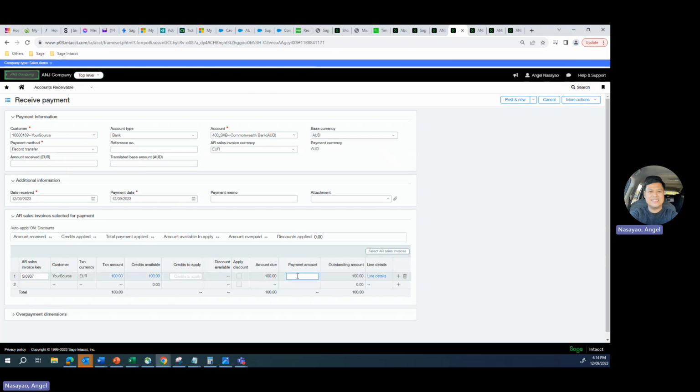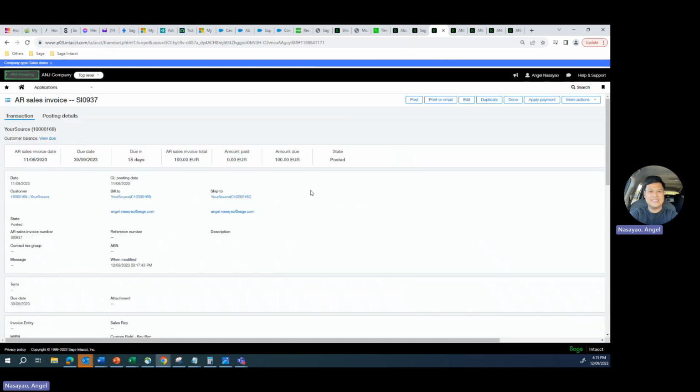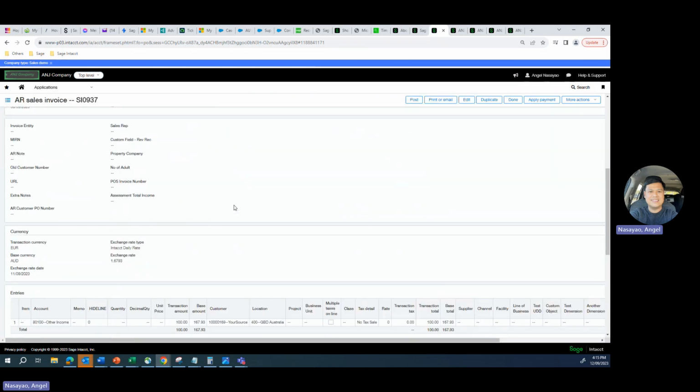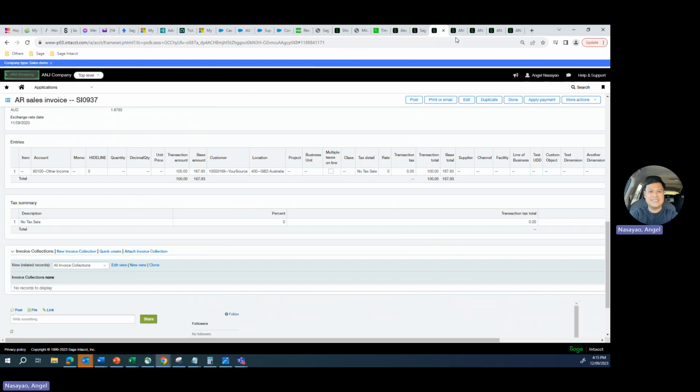Then I have the payment amount. Payment amount is 100, we can just leave it like that. So EUR. Okay, so amount received in EUR. How much was that? We said amount received in EUR is 100. Amount received in AUD, we'll just get the exchange rate, converted exchange of 167.93.